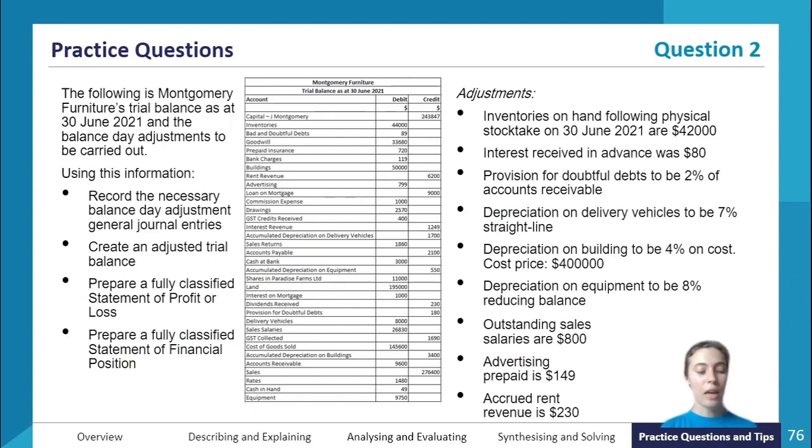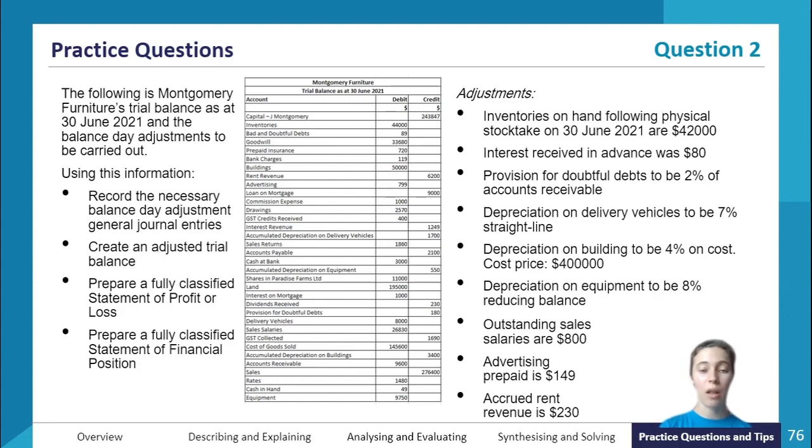So this is an example question, not something that you would necessarily be asked to do in an exam because it's quite detailed and all-encompassing. But this is giving you an opportunity to have a practice with some of the things that we've covered today. So we've got a trial balance and a list of adjustments to be carried out. So this is giving you the opportunity to have a go at recording the necessary balance day adjustment general journal entries, create an adjusted trial balance.